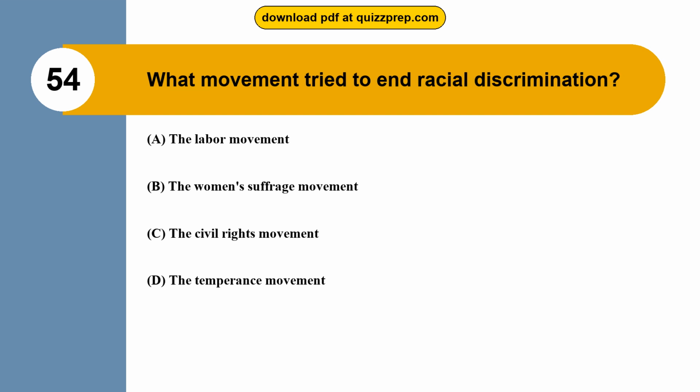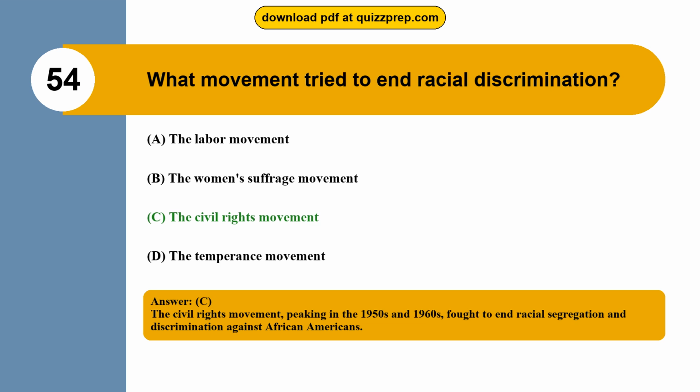Question 54. What movement tried to end racial discrimination? Option A, the labor movement. Option B, the women's suffrage movement. Option C, the civil rights movement. Option D, the temperance movement. The correct answer is option C, the civil rights movement. The civil rights movement, peaking in the 1950s and 1960s, fought to end racial segregation and discrimination against African Americans.